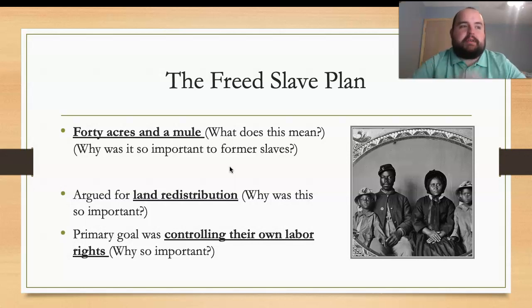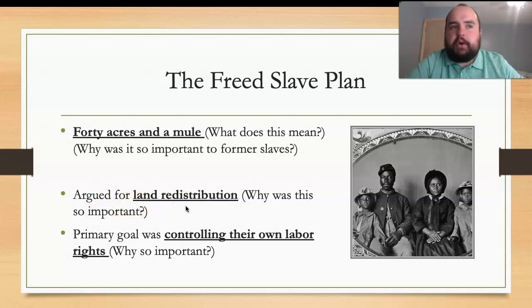As you probably could guess, owning property is really the key part of this. Under slavery, of course, slaves were considered property, so they owned absolutely no property, except in extremely rare instances. So it was very important to them now to be able to own property so they could have their own economic independence instead of having to depend entirely upon their masters. They also, as I mentioned a little bit last time, passionately argued for land redistribution as well.